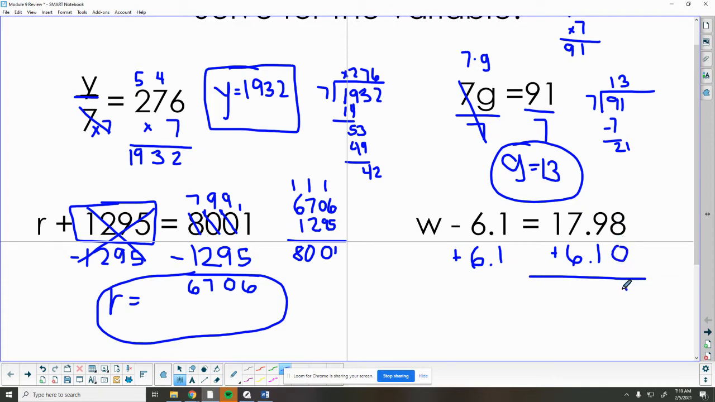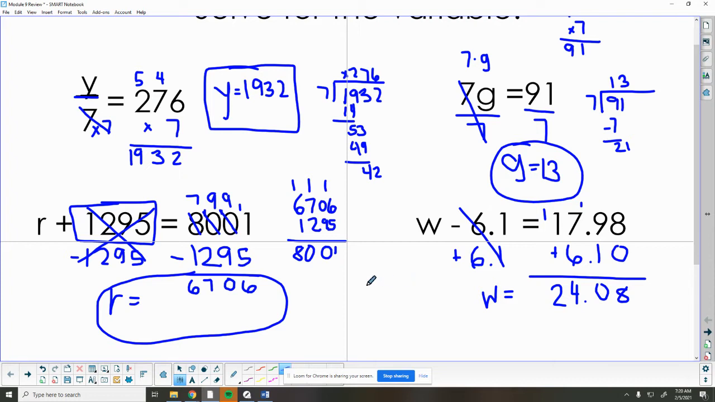So 8 plus 0 is 8. 9 plus 1 is 10. 6 and 1 is 7. Plus 7 is 14. And 2. So I have 24.08. So w, because this canceled out, equals 24.08.